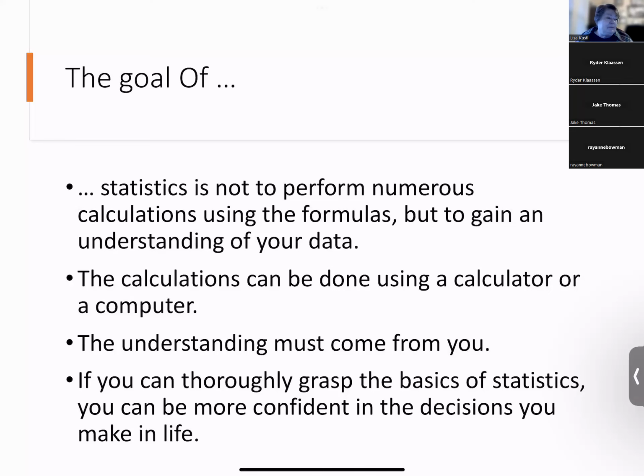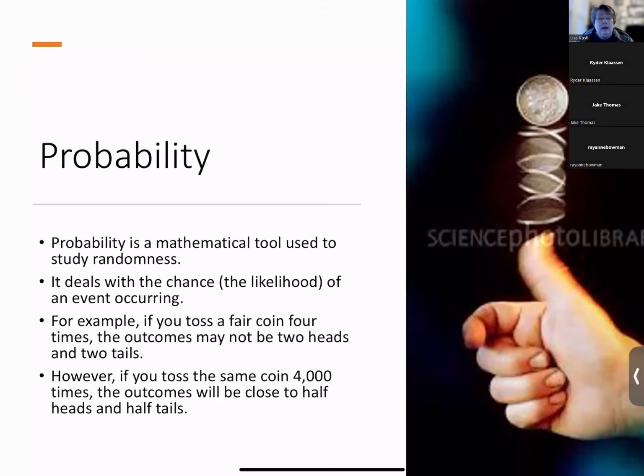All right. What's probability? Probability is the chance that something happens. So it's the mathematical tool that we use to study randomness.